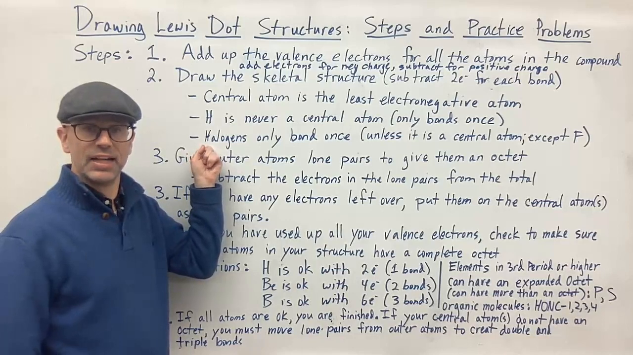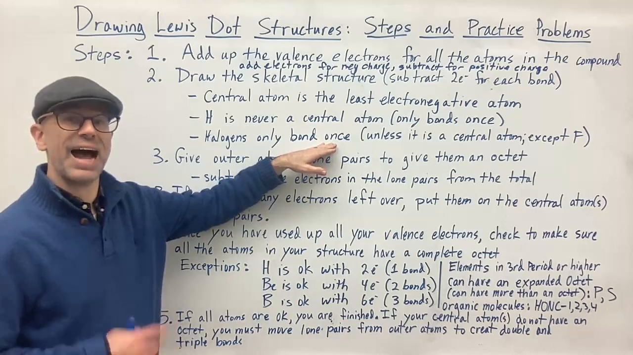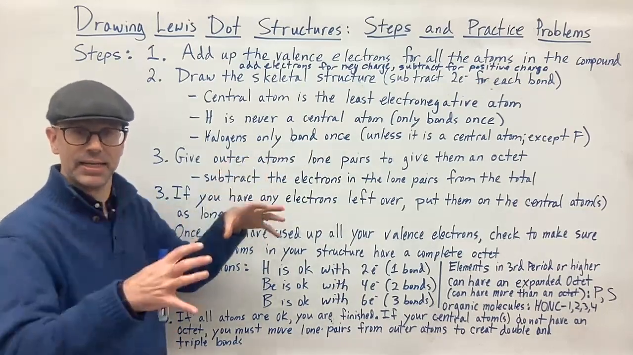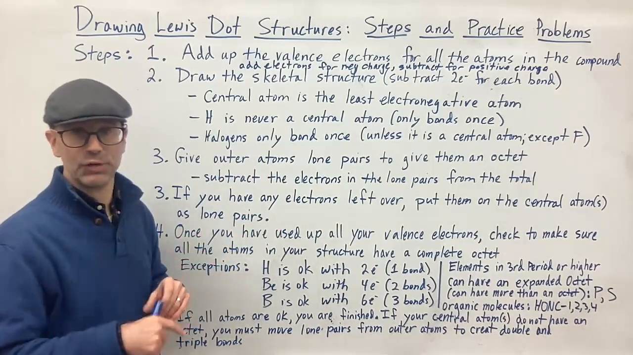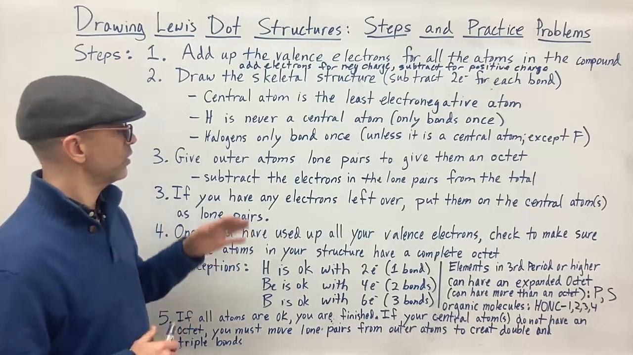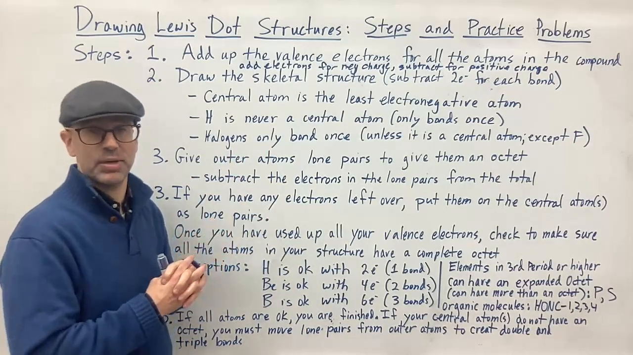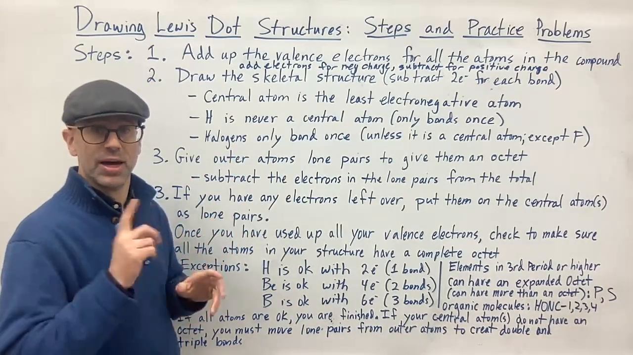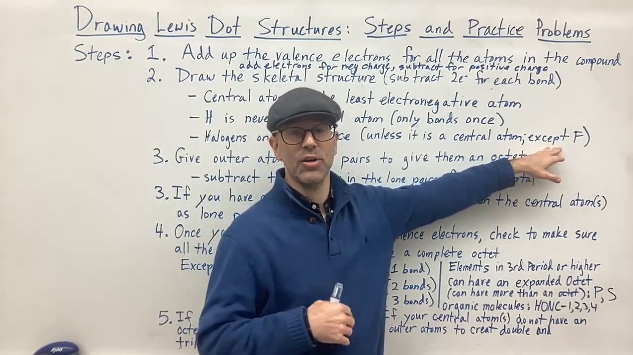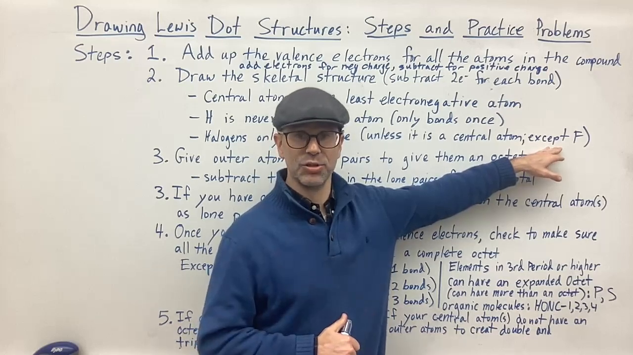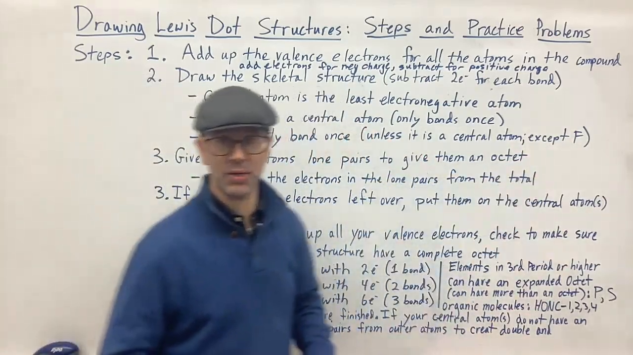Halogens, the group 7 elements, are only going to bond once if they are an outer atom. So if you've got a halogen that's bonded to your central atom, only one bond. They're not going to have multiple bonds, only one bond for those. Unless, of course, they are the central atom. If you have a halogen and this halogen is the central atom, then that will bond multiple times unless you've got fluorine. Fluorine will only ever bond once, so fluorine will never be a central atom. It's kind of like hydrogen, right? So hydrogen and fluorine will only bond once.